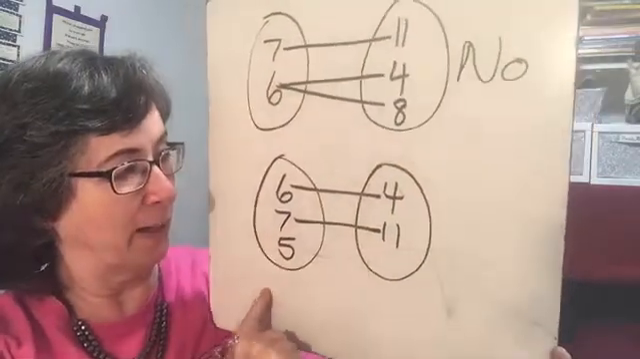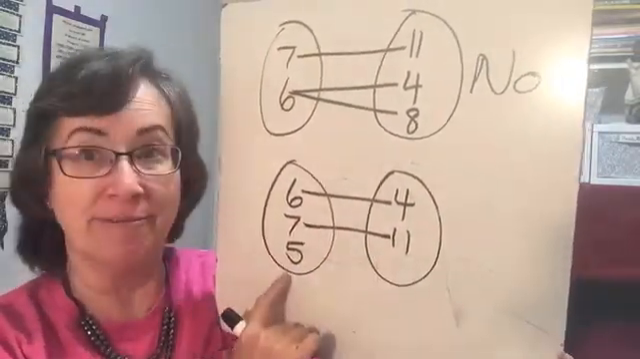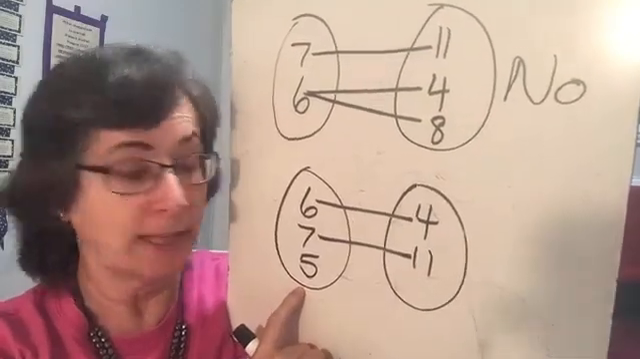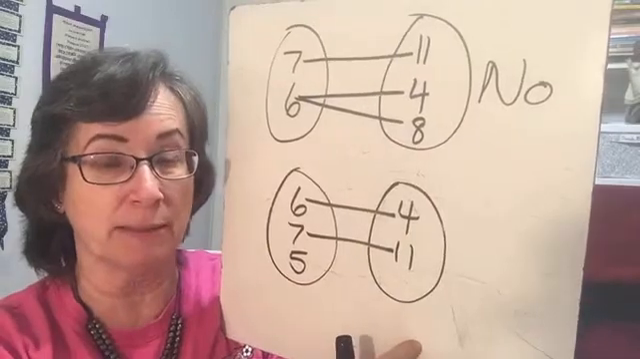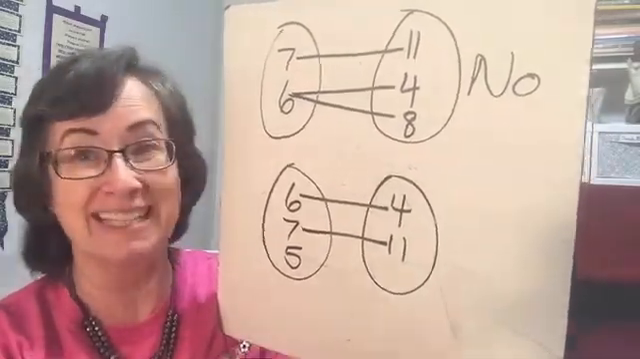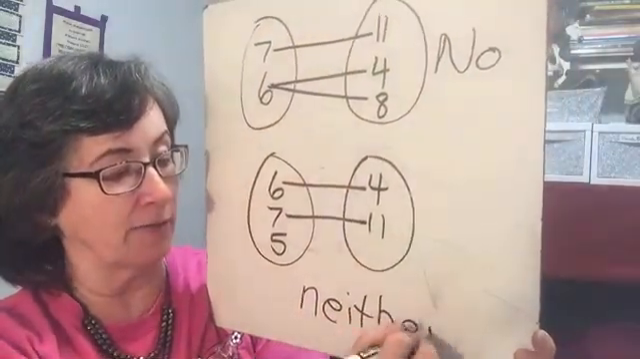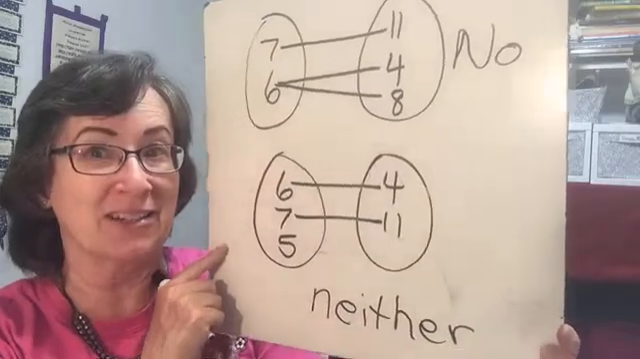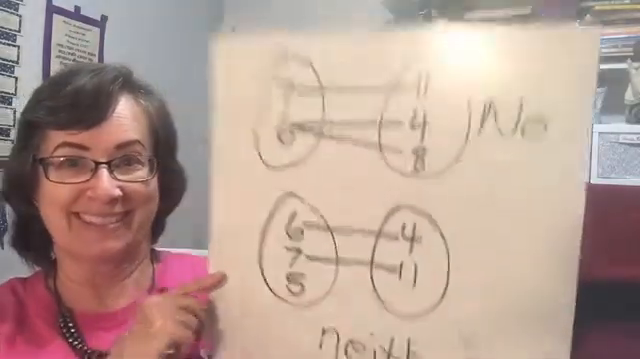And here we have 6 going to 4, 7 going to 11, 5 goes nowhere. Remember, to be a relation, every input must have an output. This is not even a relation. It's definitely not a function. So it is neither. It is not a relation. It is not a function. And now we are ready to start our practice problems.